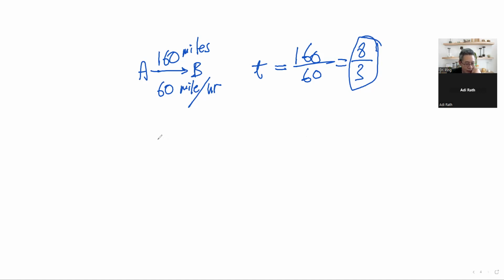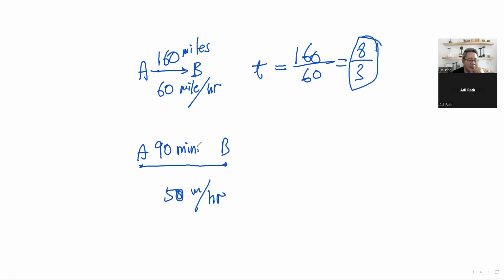Okay, all right. So let's see, if we want to go from point A to point B, and we drive at 50 miles per hour, and it takes us 90 minutes, how long will it take us to go from point A to point B?